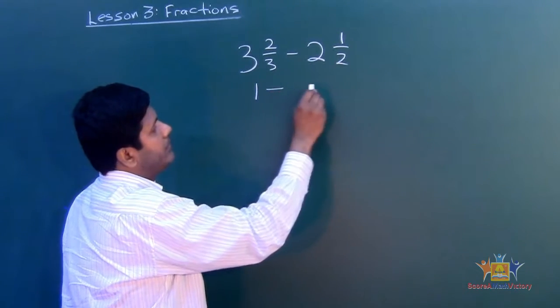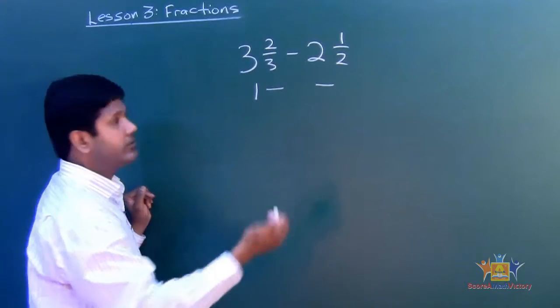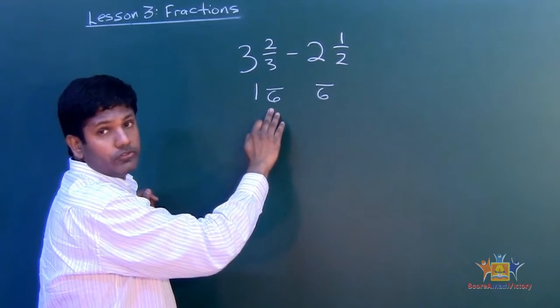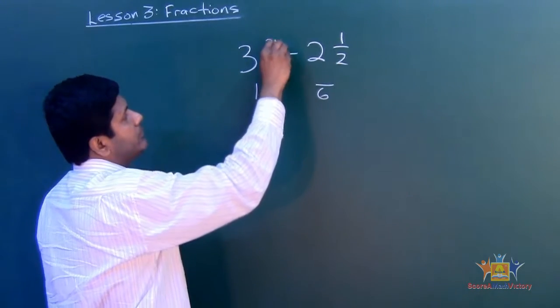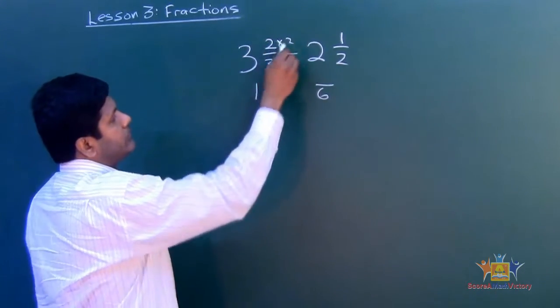So you got to find a common denominator between 3 and 2, which would be 6. 3 times 2 is 6, okay? So we're going to put 6. What makes 3 to 6? By multiplying it by 2. That means I'm going to multiply that by 2 also. So 3 times 2 is 6, 2 times 2 is 4.